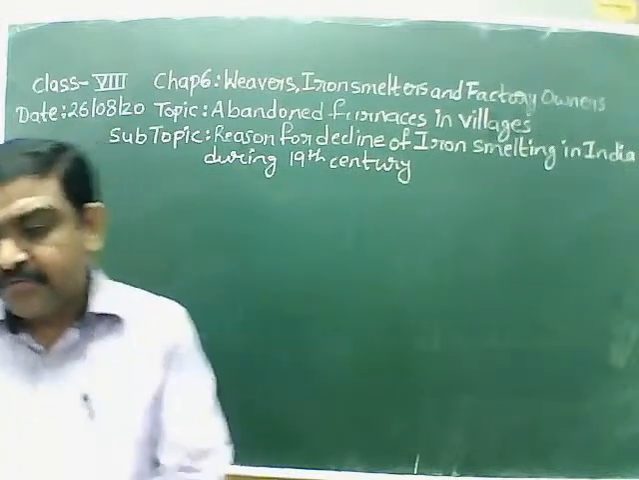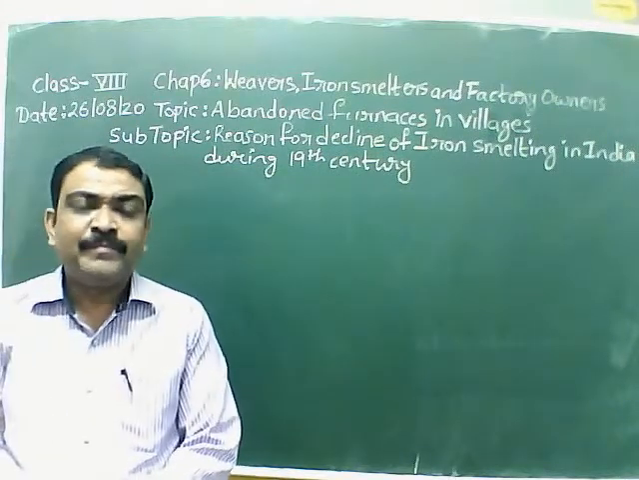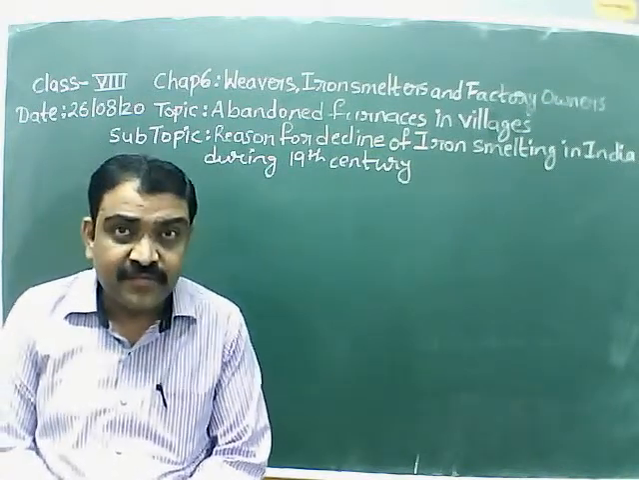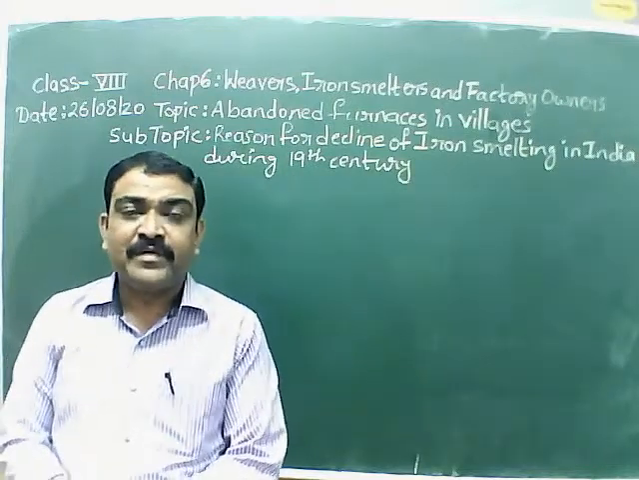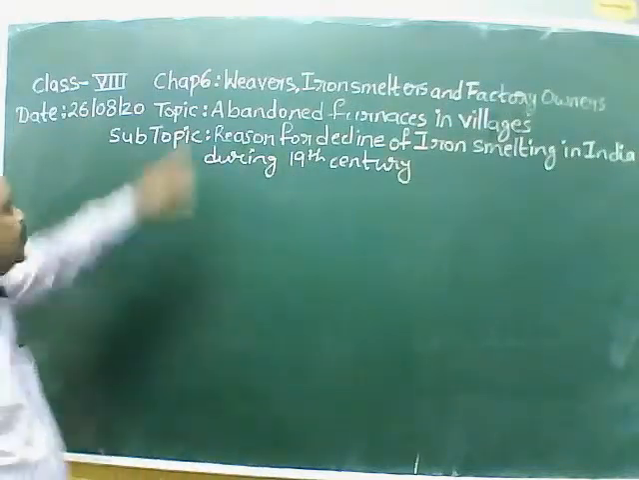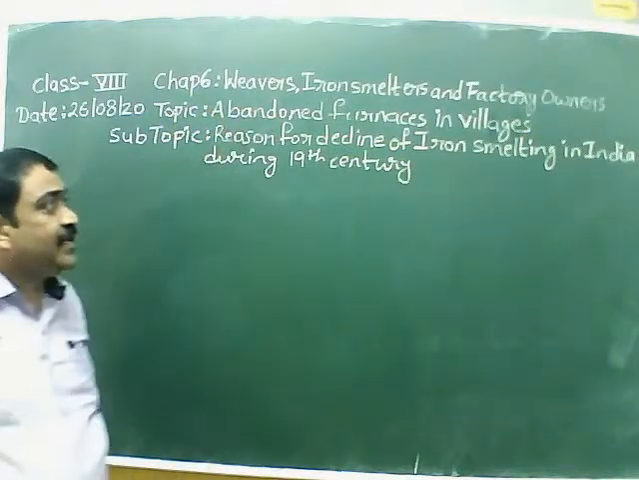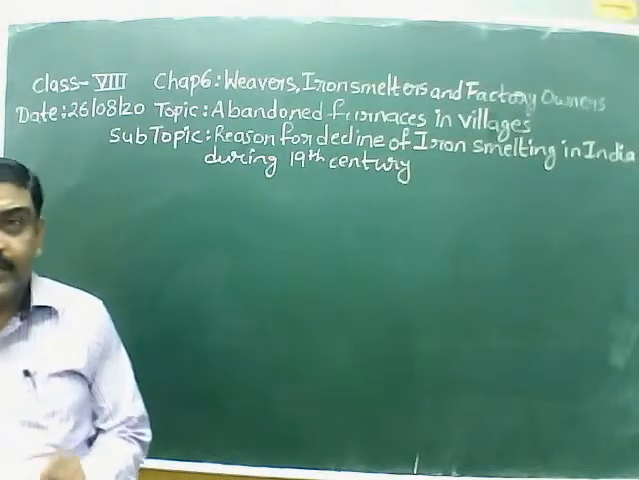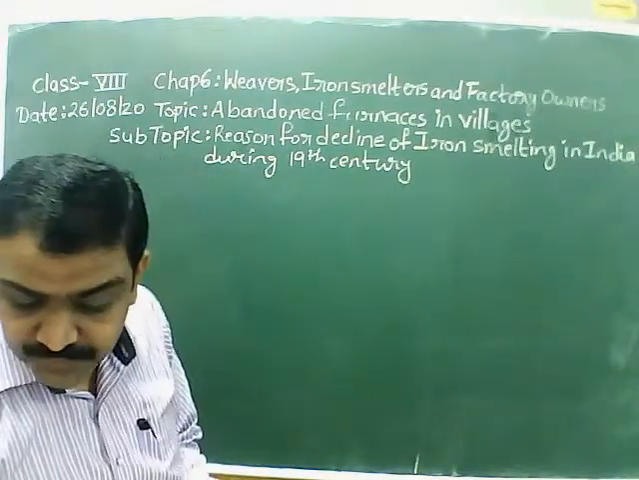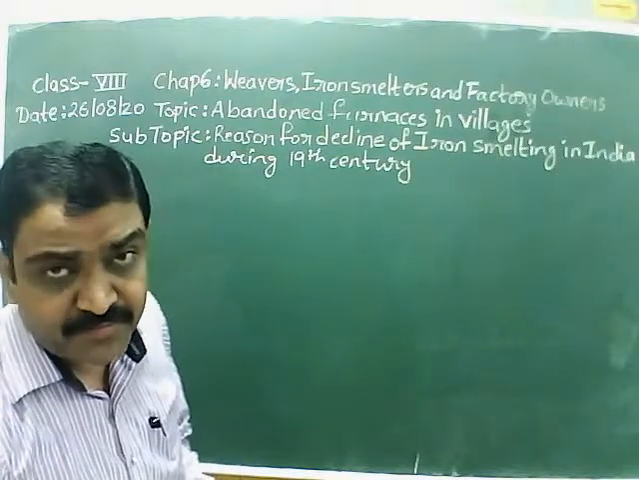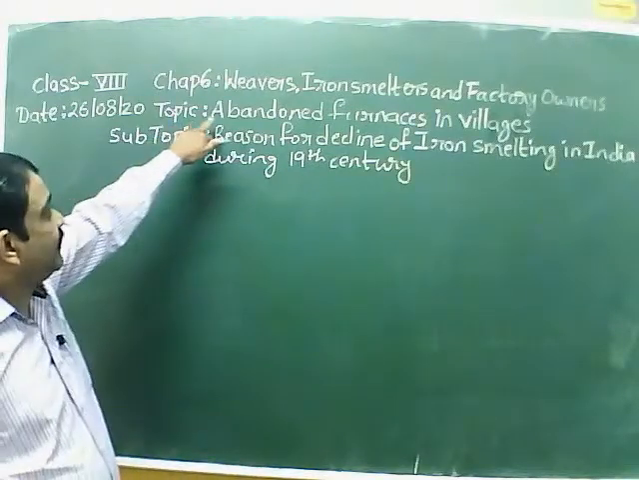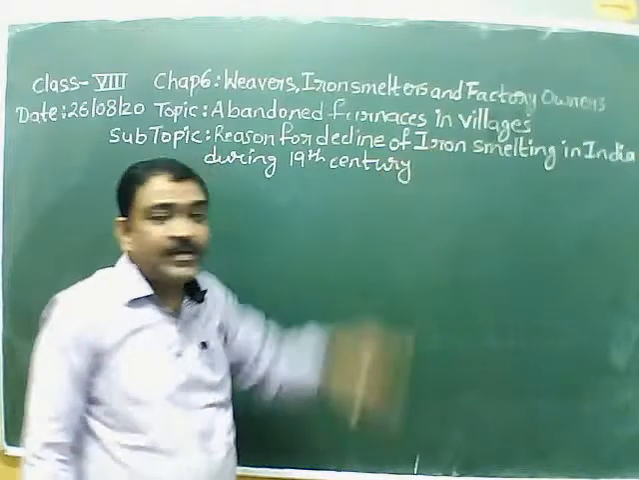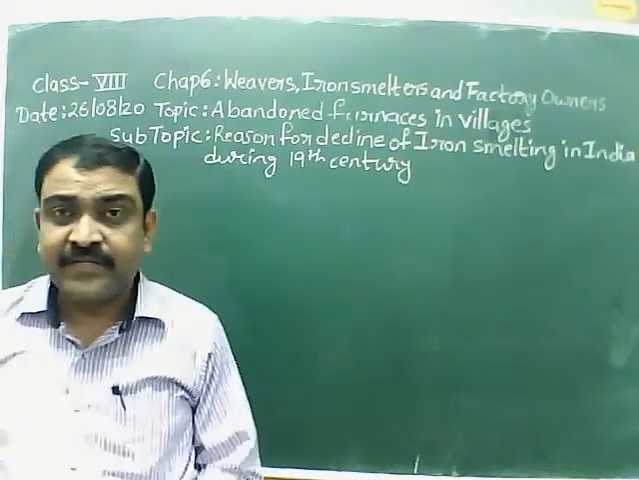So, welcome back to all of you in today's social science live class. Okay, friends, as all of you know, for the last 10 to 12 live classes we were discussing our subject history. Currently we are discussing chapter 6, Weavers, Iron Smelters and Factory Owners. Yesterday we started a new topic. The topic given in the textbook is Abandoned Furnaces in Villages.